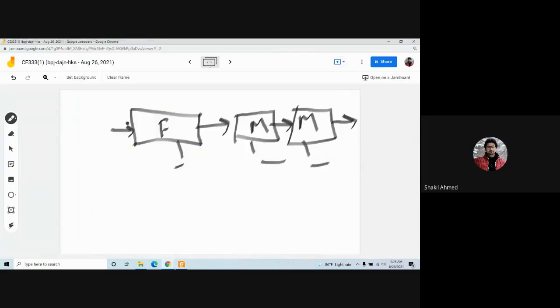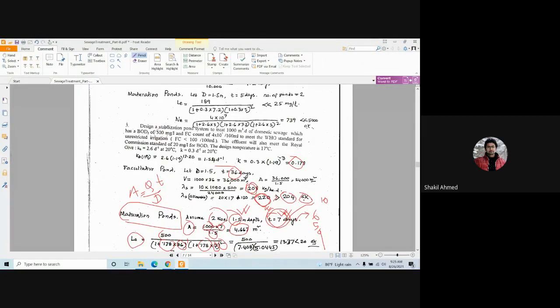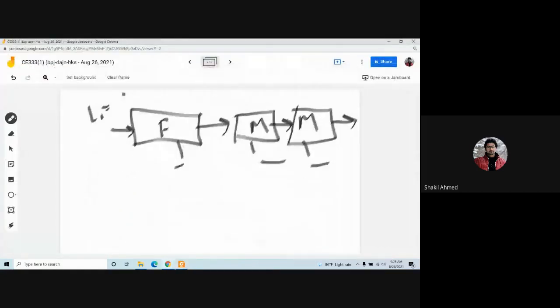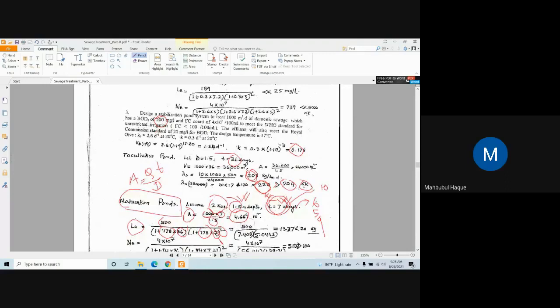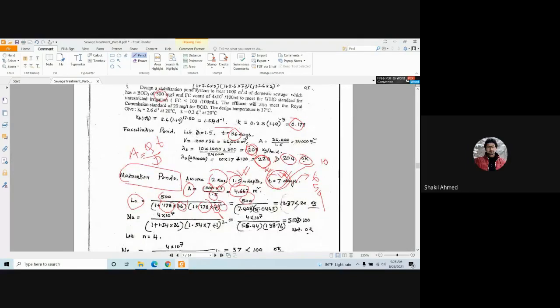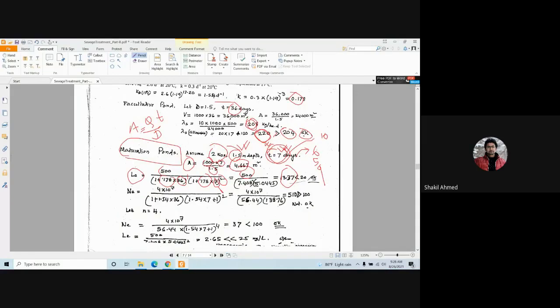And for this system, what is the LI? For this system, LI is 500. No anaerobic pond, so this is 500. Clear? So you got this 13.37. Now you check this value with the given 20. Is this less than 20? Then it's fine.